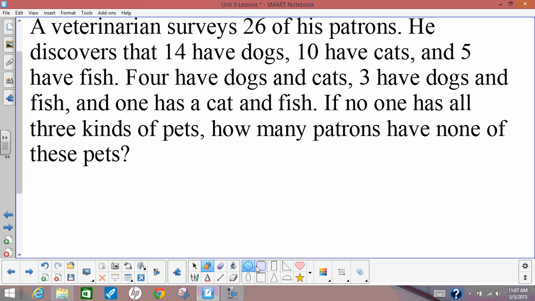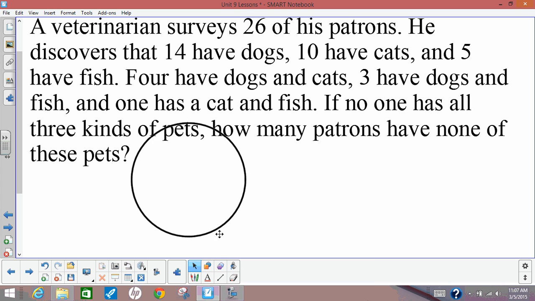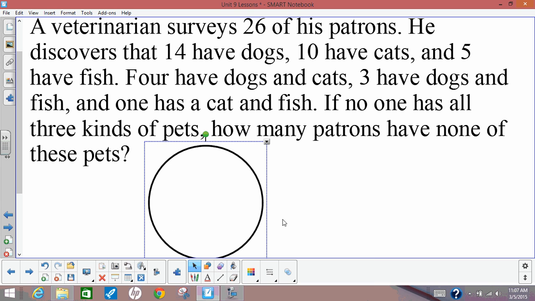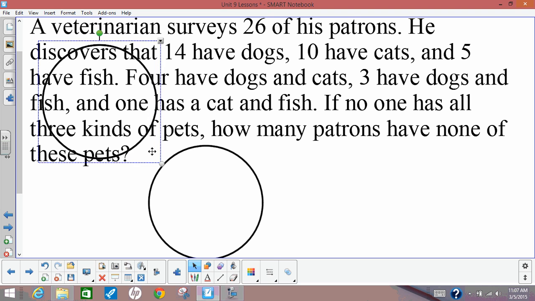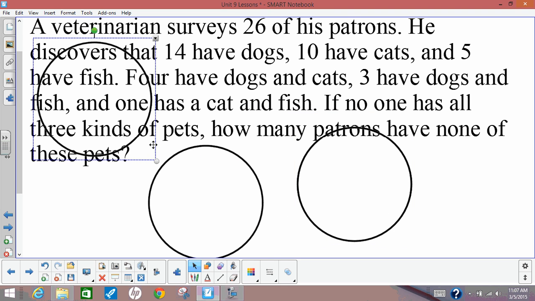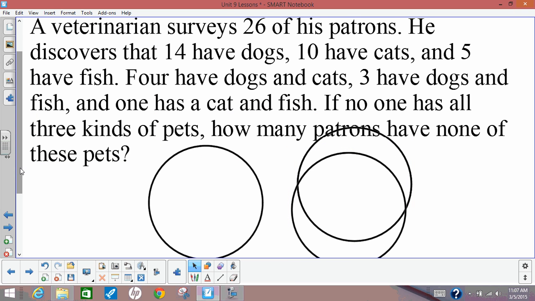I'm going to use real circles this time. And since I have three, I need three circles. So we'll also find out by reading this that some people have dogs and cats, some have dogs and fish, and some have cats and fish. And we're looking to see how many have none.